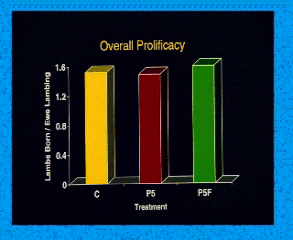Overall prolificacy here, 1.6. Same way. FSH isn't doing any good for that either.